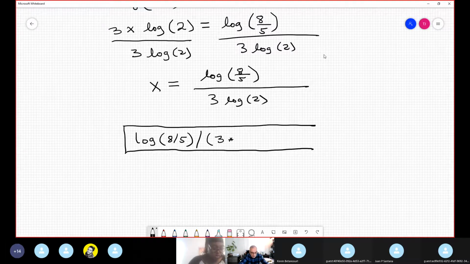So open the parentheses, 3 times, press times after, log of 2, and close the parenthesis, okay, log of 2. And you close this parenthesis, which is the argument of this logarithm, and you close another parenthesis which indicates that the denominator part finishes. Press enter, boom, and you get the answer.